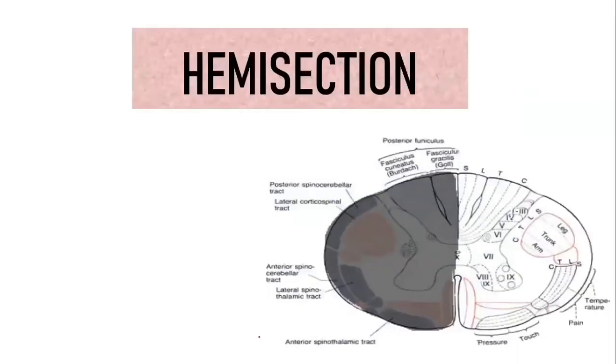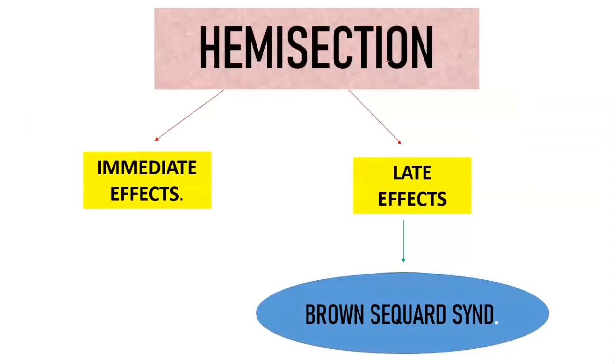In hemisection, you can see that one half of the spinal cord is going to be affected. Hemi means half, right? So, immediate effects and late effects. Immediate effects are the same story as in spinal shock. You should write about the motor effect, the sensory effect, the vasomotor effect, and then the visceral effects. All are the same as what you see in a transection. Late effects, where we have reflex activity and all that, are what is going to differ. And it is going to differ at the site of the hemisection, above the site of hemisection, and below the site of hemisection.